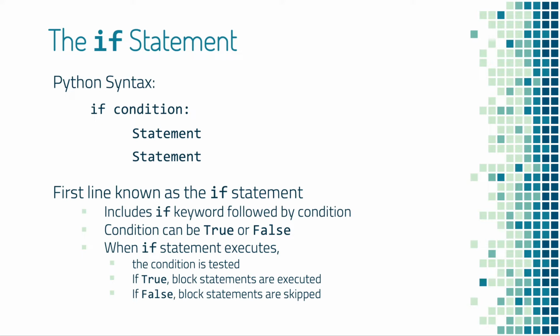So the first line of an actual if statement includes the if keyword. So again, we talked about keywords. You can't make a variable with the name if, because again, it's a keyword. It's if followed by a condition. So we'll talk about the conditions here in a second. And these conditions will always result to true or false.